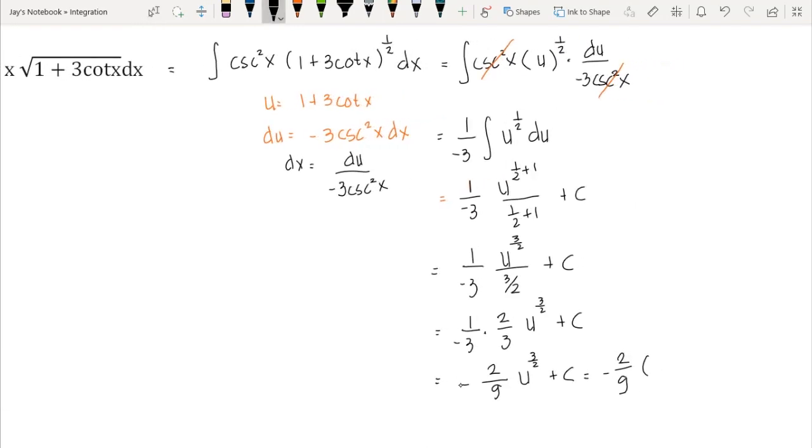that is our u here, it is 1 plus 3 cotangent x, so this one. So we have 1 plus 3 cotangent x raised to 3 halves plus c. Okay, we copy this one, we just substitute the value of u in this equation, then we have now our answer, that is the answer, negative 2 over 9 times 1 plus 3 cotangent x raised to 3 halves plus c.